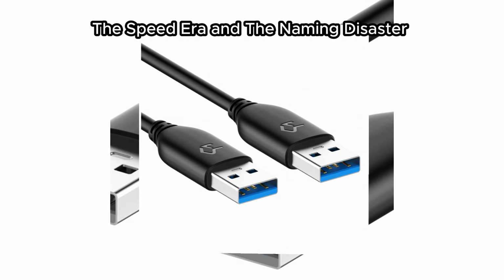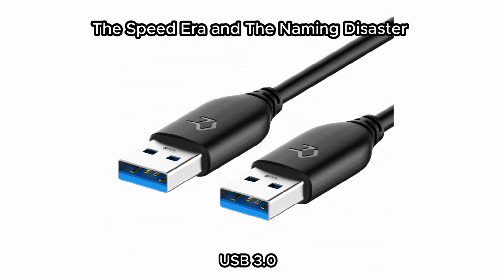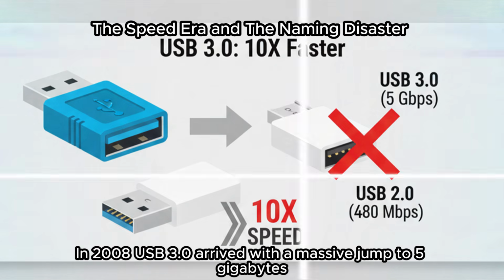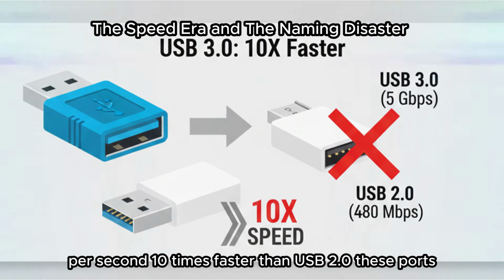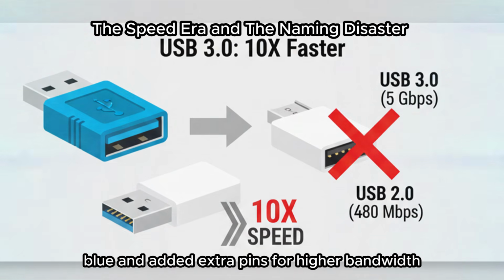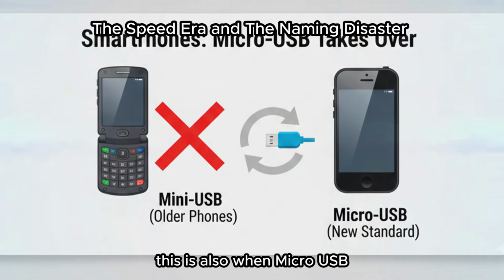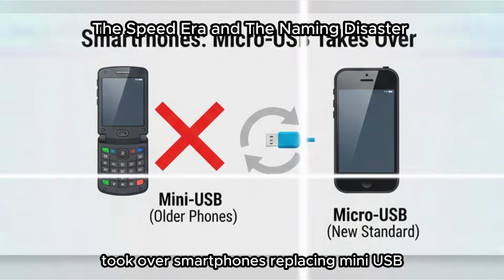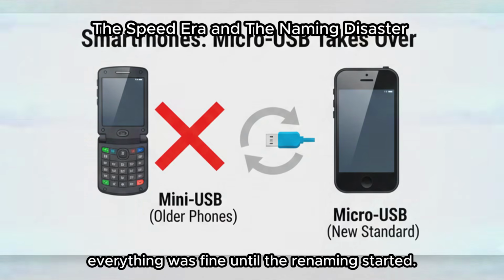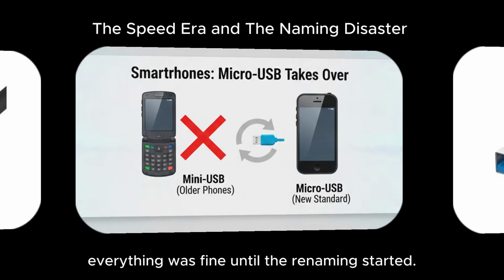The speed era and the naming disaster. USB 3.0. In 2008, USB 3.0 arrived with a massive jump to 5 gigabytes per second, 10 times faster than USB 2.0. These ports were usually blue and added extra pins for higher bandwidth. This is also when micro USB took over smartphones, replacing mini USB. Everything was fine until the renaming started.